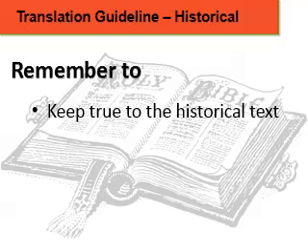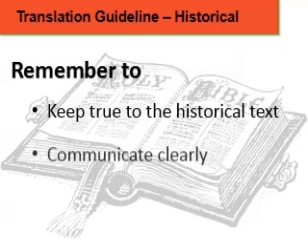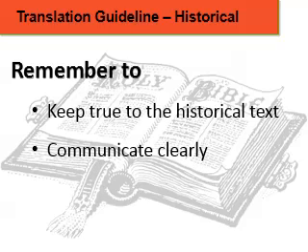The original message, historical events, and cultural background information should all be the same as it was written in the source text. For example, the translation must not have the message rewritten so that events happened at a different place or time. Communicate clearly by expressing the message in such a way that the target language culture will be able to understand the meaning that the original author intended to communicate.